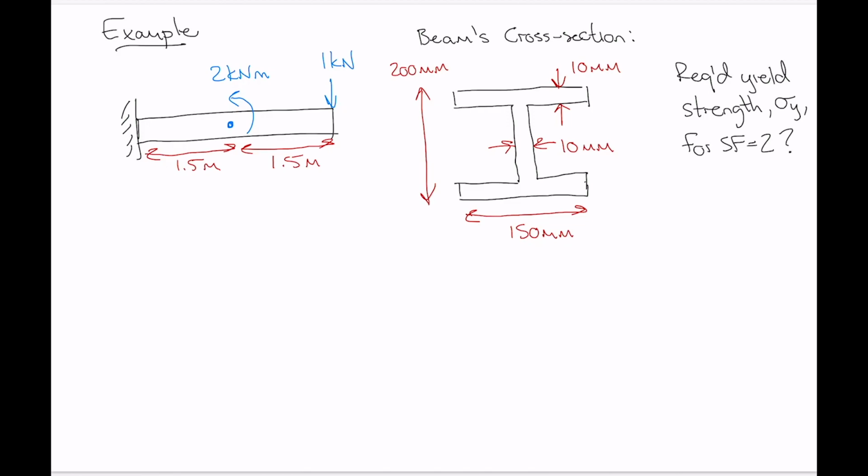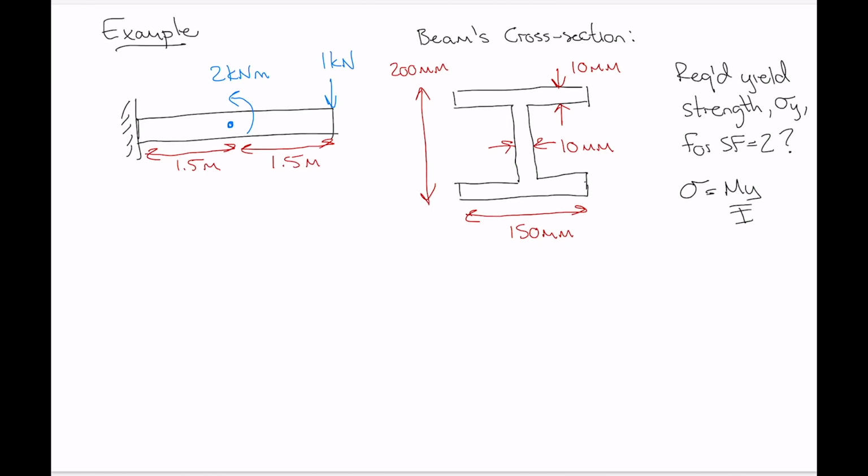Okay, so looking at our bending stress equation, we've got sigma equals My over I. What we're going to want to do is use this equation to calculate what the maximum stress due to bending is in the beam, and then equate this to what our allowable stress in the beam is. And our allowable stress would be the yield stress divided by the safety factor.